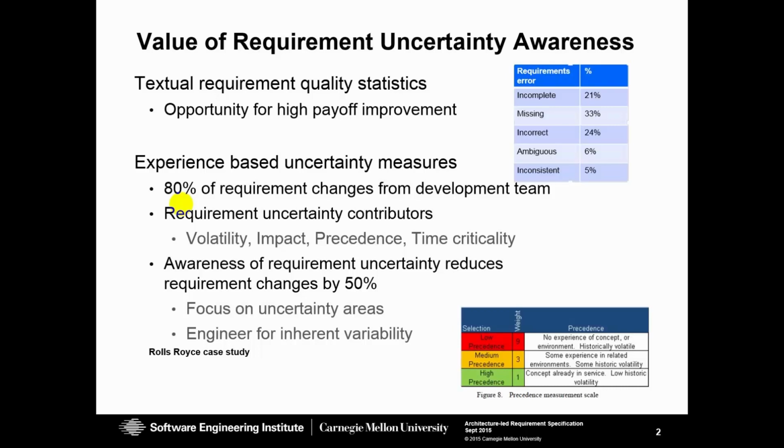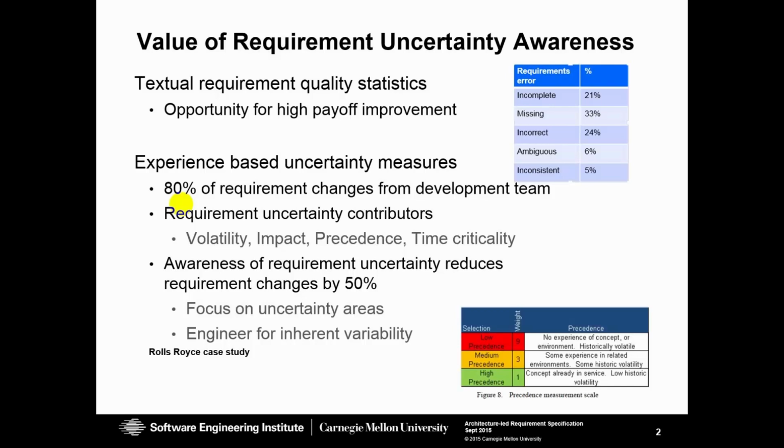Similar data shows that there is great uncertainty in requirement changes. Rolls-Royce, for example, has identified that 80% of requirement changes come from the developer team instead of stakeholders. Therefore, it is useful to be aware of where there is variability in the requirements.